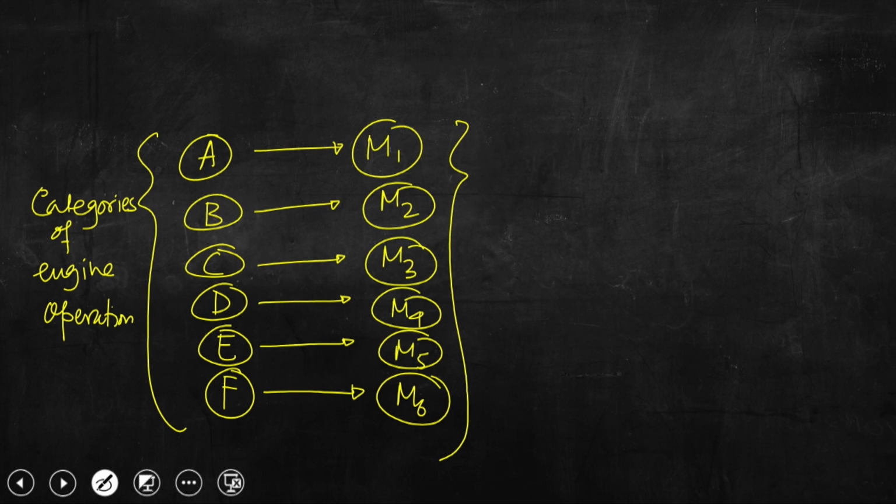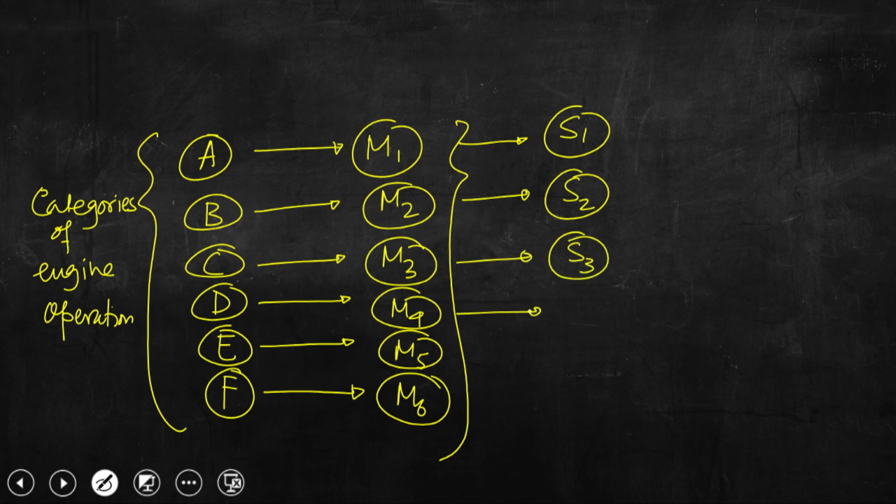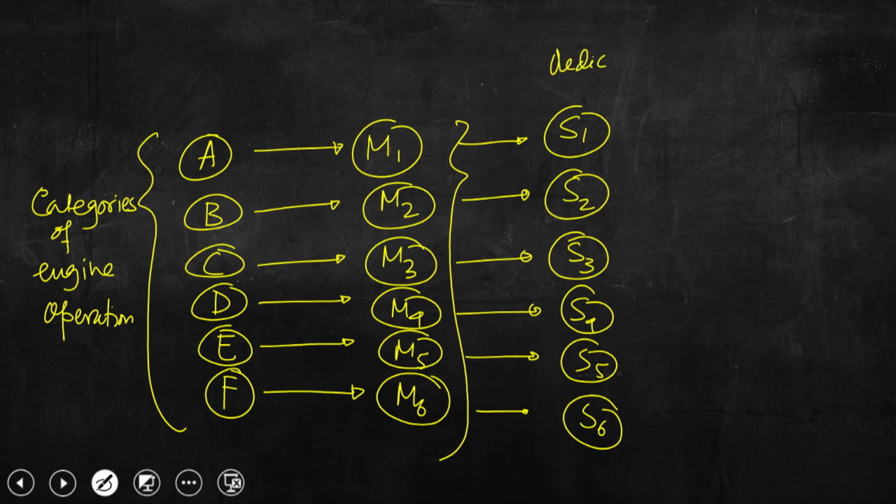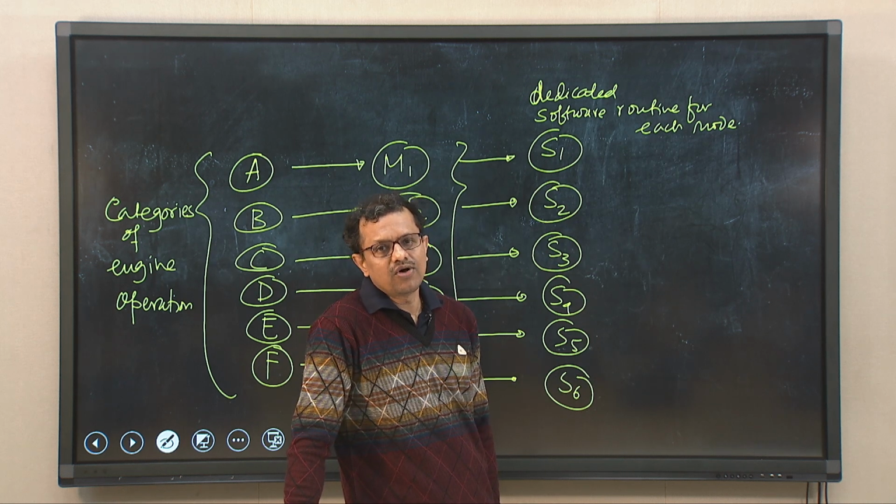And all of these modes have separate software routines. Basically, this mode has software routine S1, then S2, S3, this mode has S4, this has S5 and this has S6. The difference between these modes is so large that we need a dedicated software routine for each mode, because the difference between two categories of engine operation, or among all the categories, is so large that it is not possible for any particular mode to control fuel for all the categories of operation.